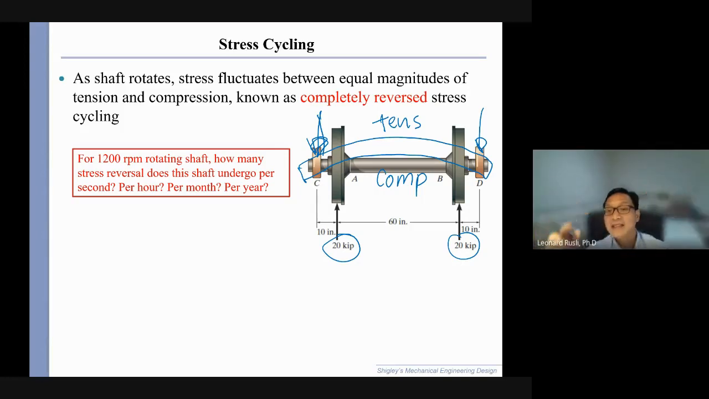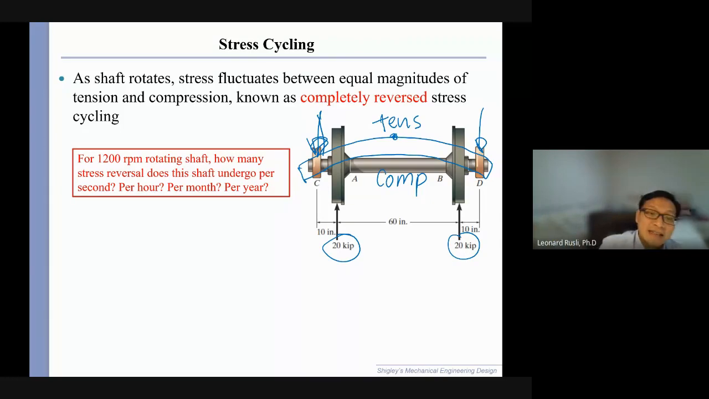Yang tadinya, jadi imagine ya, bayangin kamu semut, okay? Let's say you're an ant and you stick to the top of that shaft. Now when the shaft rotates, when you're at the bottom, suddenly what you experience is compression. Now how often does this happen? This happens very, very fast, right?